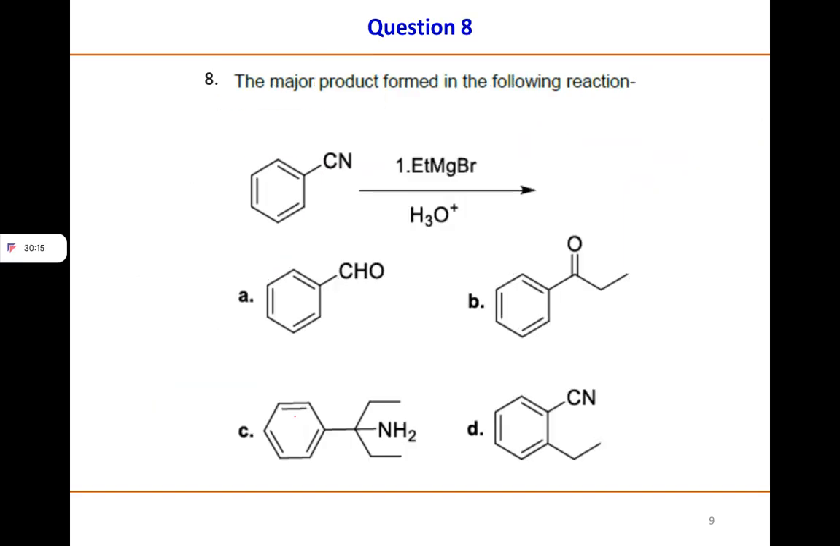Then the next question is the major product formed in the following reaction. So we have here Grignard reagent, ethyl magnesium bromide, and water, acidic condition, right? So initially on the cyano group, what is the cyano group? C triple bond N. This is also called a nitrile group. This ethyl will act as a nucleophile and it will attack the electrophilic center of this nitrile group.